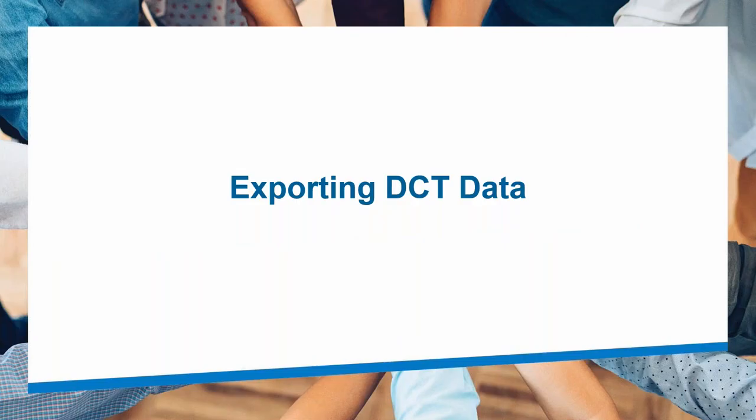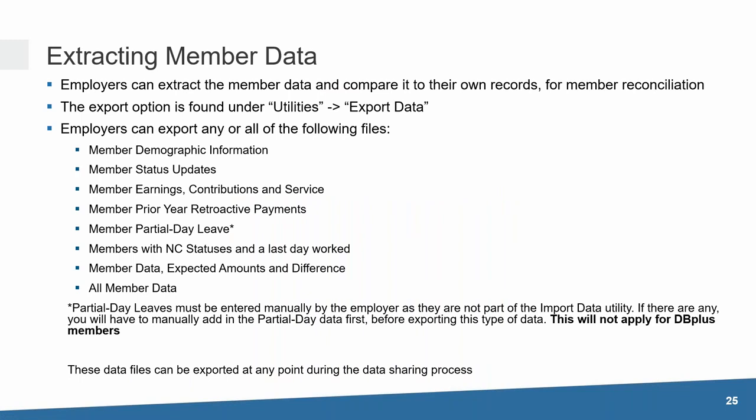All right, we'll now move on to exporting DCT data. You can export the DCT data and compare it to your active payroll records. The export files can be used for member reconciliations to determine if all in-year data was provided to CAT and to determine what files need to be imported as a result. There are 8 files available for export.